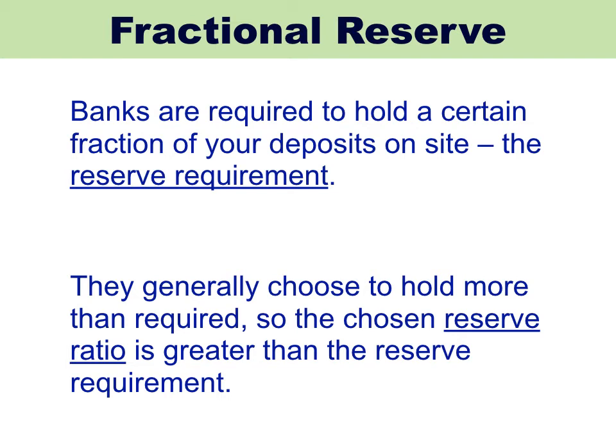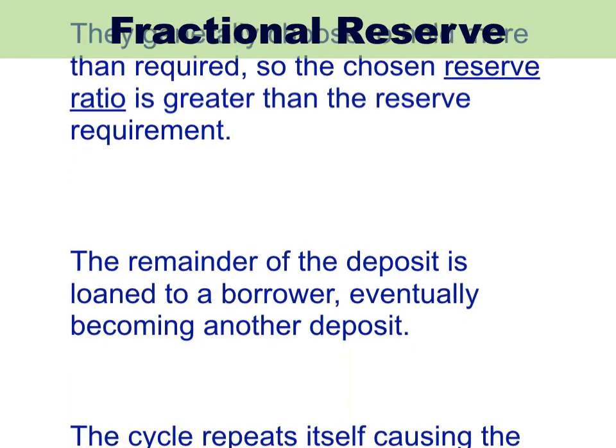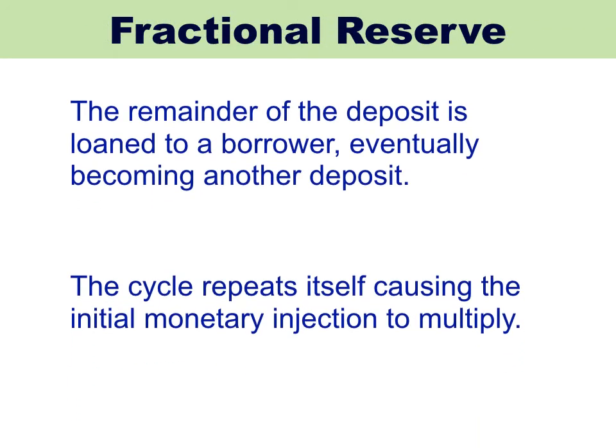I mean, they could choose 10%, but we would see if we did some math that that's not a wise idea. I'm not going to get into the mathematics of that right now, but the reserve requirement is the minimum requirement, and the reserve ratio is what the bank chooses. And that ratio must be equal to or above the requirement. Most banks will choose a ratio which is higher than the requirement.